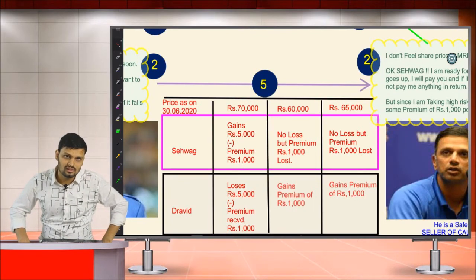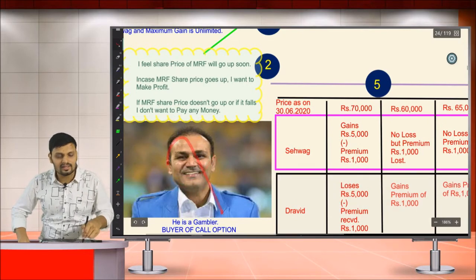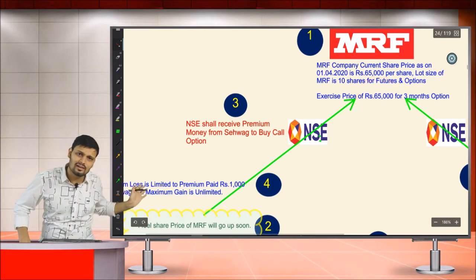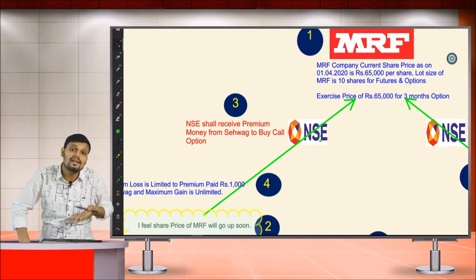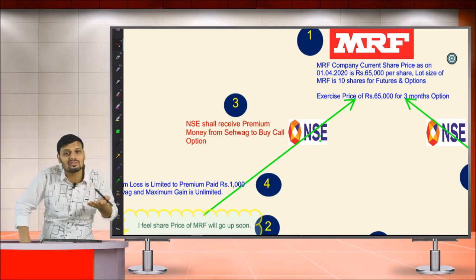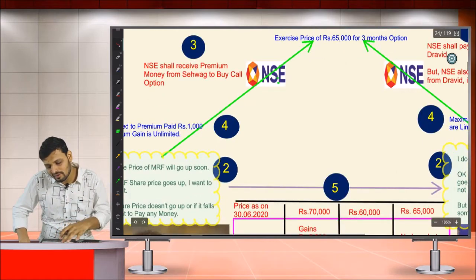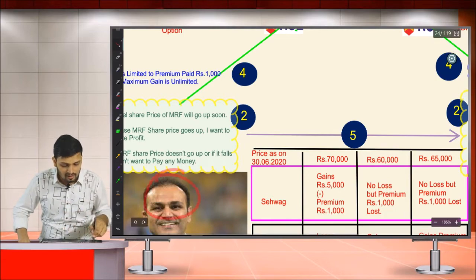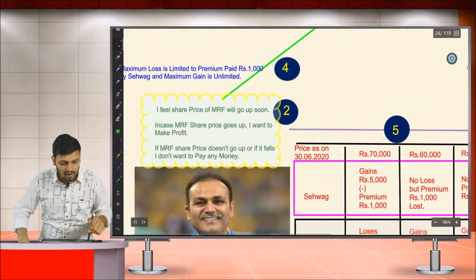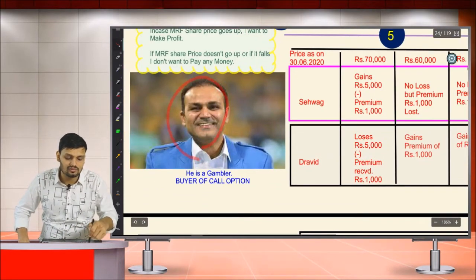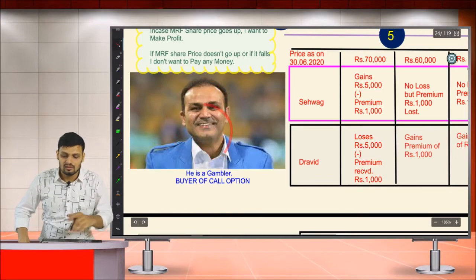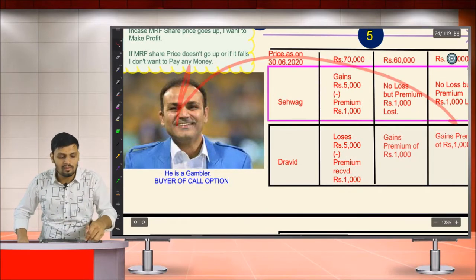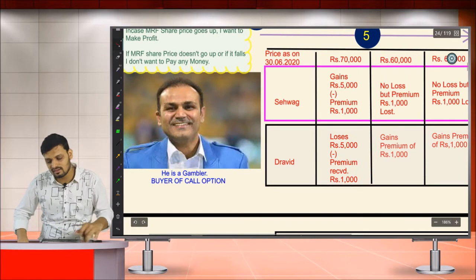If the share price comes down to 60,000, first of all, he will never exercise to buy at 65,000. He will never exercise because in the market it is available at 60,000. Why will he exercise his right to buy at 65,000 and make an additional 5,000 loss? No one will do that, right? So what will happen? Sehwag will lapse this contract. Out of the buyer and seller, only the buyer has the right to either exercise or lapse the contract. Only he has. Dravid can never exercise or lapse the contract. If he exercises, he has the obligation to sell him. If he doesn't exercise, then Dravid will be quiet.